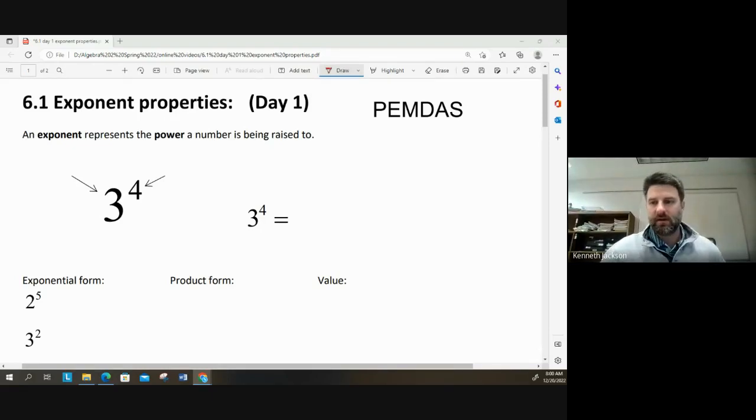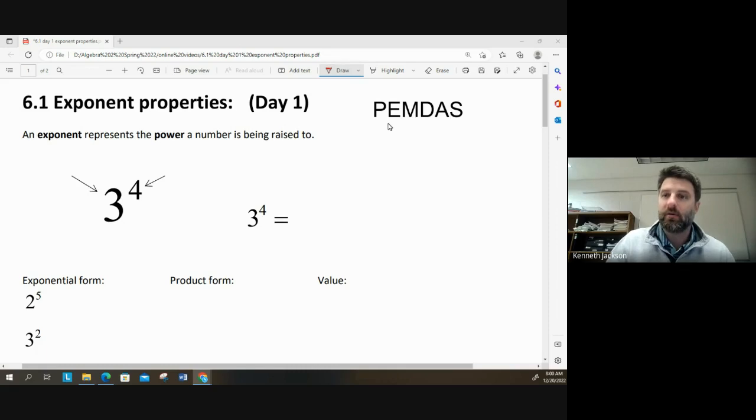These are notes for Chapter 6, Section 1, Exponent Properties. And we are going to use exponents to move us from Algebra 1 into Algebra 2, as you'll see in Chapter 7. But first, we have to have an understanding of exponents. And exponents aren't a new topic.